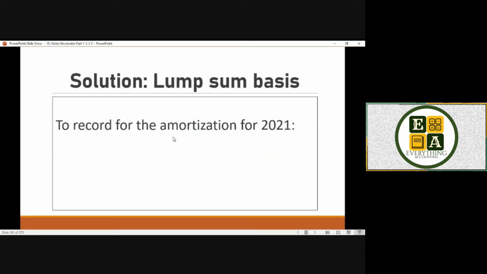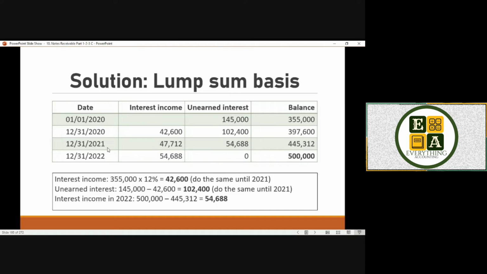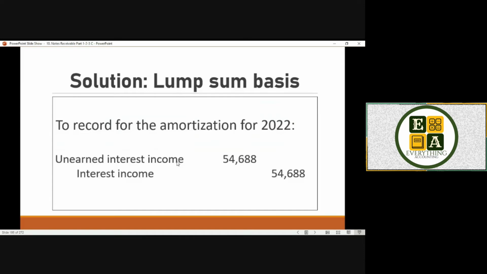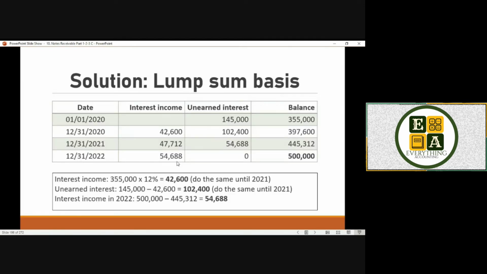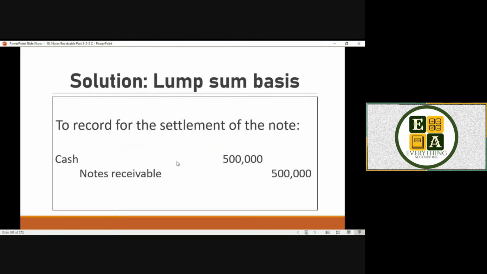To record the amortization for 2021, the same, based on the amortization schedule, debit unearned interest income, then credit interest income for 47,712. This is the amortization schedule. For 2021, we have 47,712. For 2022, we have 54,688. So our journal entry would be debit unearned interest income and credit interest income for 54,688. Then to record the final settlement of the promissory note, we debit cash and credit notes receivable for the full amount of 500,000.